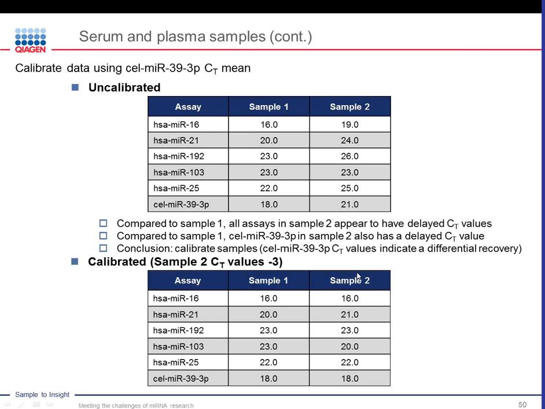So as a result, you would calibrate your samples, and this involves calculating a correction factor, which you take all CT values in sample 2 and subtract 3, based off your difference of the C. elegans. And once you account for differential recovery, you can see that there's no delay for miR16, only a 1 unit delay for miR21, and the CT values for miR103 are actually 3 units more robust in sample 2.